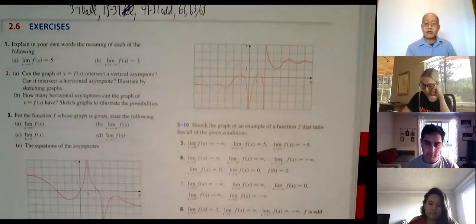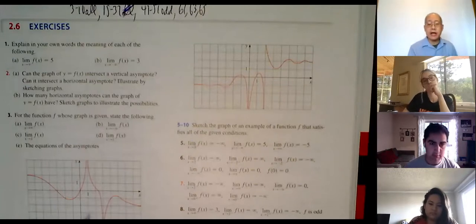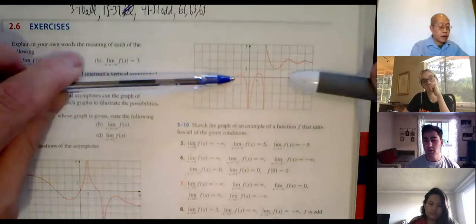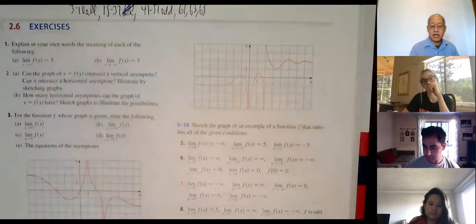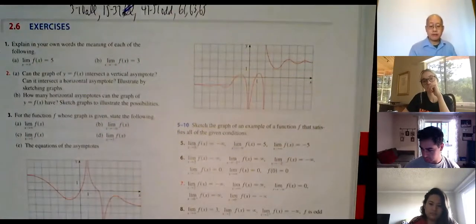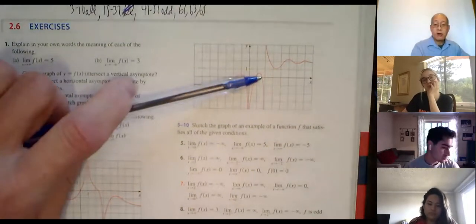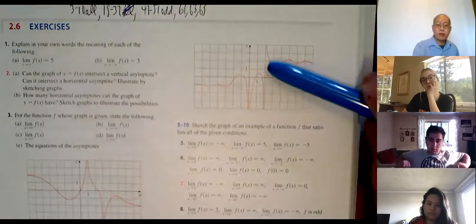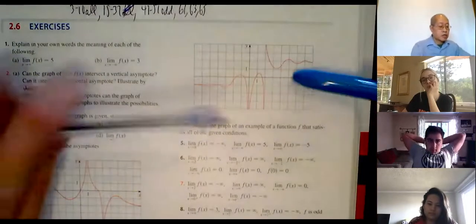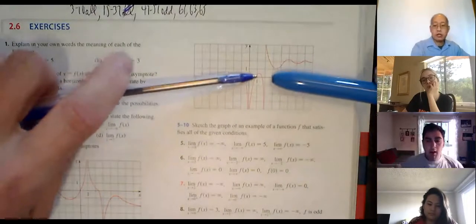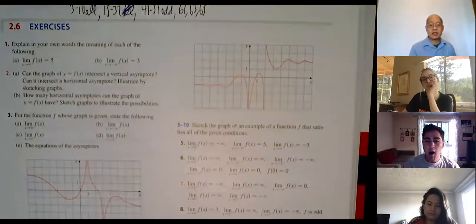Now they don't ask for it, but if they ask for the two-sided limit as x approaches 2, the two-sided limit does not exist because I don't get the same answer coming from the left as coming from the right. If I came from the left, we were going to negative infinity. If I came from the right, we go to positive infinity. So if they ask for the two-sided limit, you just put D and E does not exist.